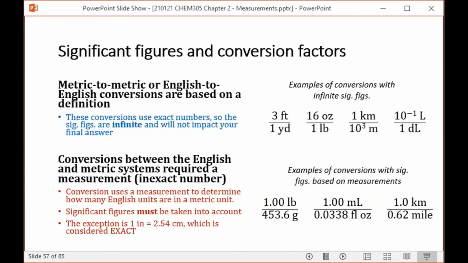So because there's some measurement involved when you're converting between the English and the metric system, those conversions are going to have sig figs that you have to keep track of. But above, if you're converting within the same system, metric to metric or English to English, for this class, we're going to consider all of those exact conversions.